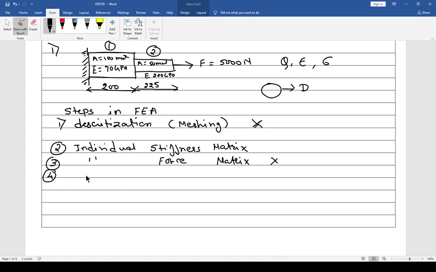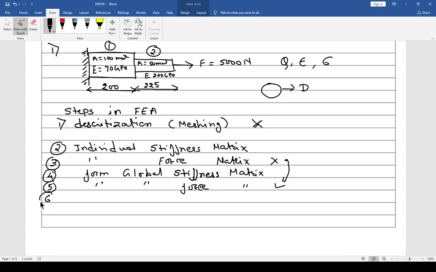The next is to form the global stiffness matrix. So you need to do the assembly of each individual stiffness matrix, then you have to form the global stiffness matrix. Fifth step, form the global force matrix. This we can directly prepare, and that is why we are trying to avoid this step, because this is a simple one.